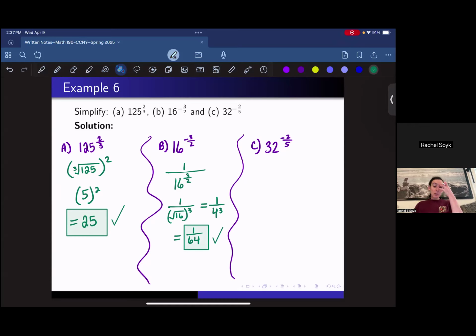And then in part C, we have another negative exponent. So again, 1 over the positive version, 32 raised to the 2/5. What is the 5th root of 32? That's just 2. And then we raise that to the second power. So 2 to the second is 4. So our final result is 1 over 4. And there we have it.